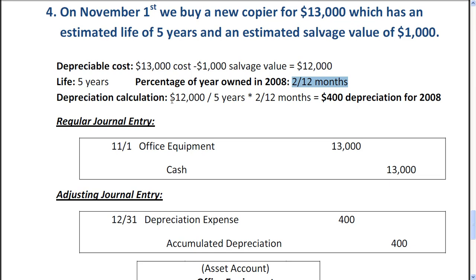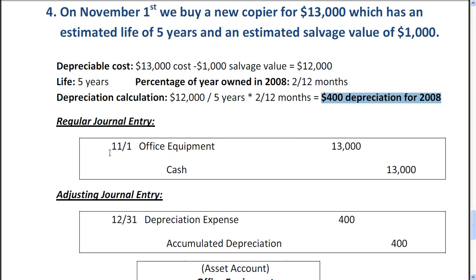Okay, now we're ready to make our depreciation calculation. We take our depreciable cost that we calculated first, divide it by 5 years, and that's going to come up with the annual rate of depreciation, every year how much we're going to write off. But then we need to multiply it by the fraction of that first year in 2008 that we owned it. So it ends up that our depreciation for 2008, when we're all done, will be $400.